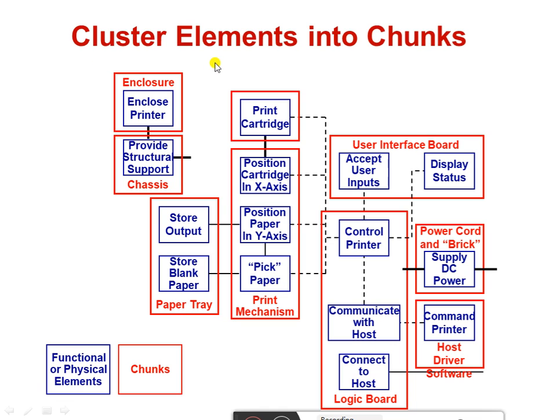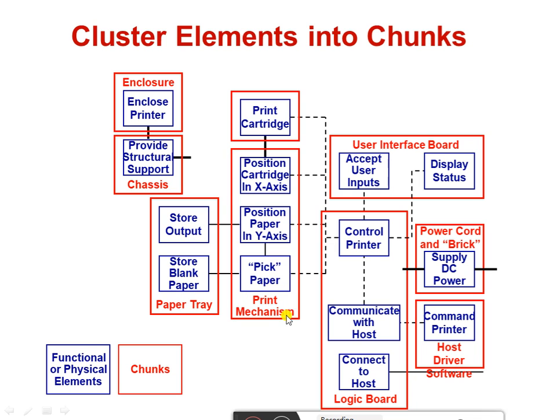So here we cluster elements into chunks. In the previous slide we showed all the positions of the functional or physical elements. Here we are separating the functional elements and chunks. The red color shows the chunk. So this paper tray chunk has two functional elements, that is store output and store blank paper.